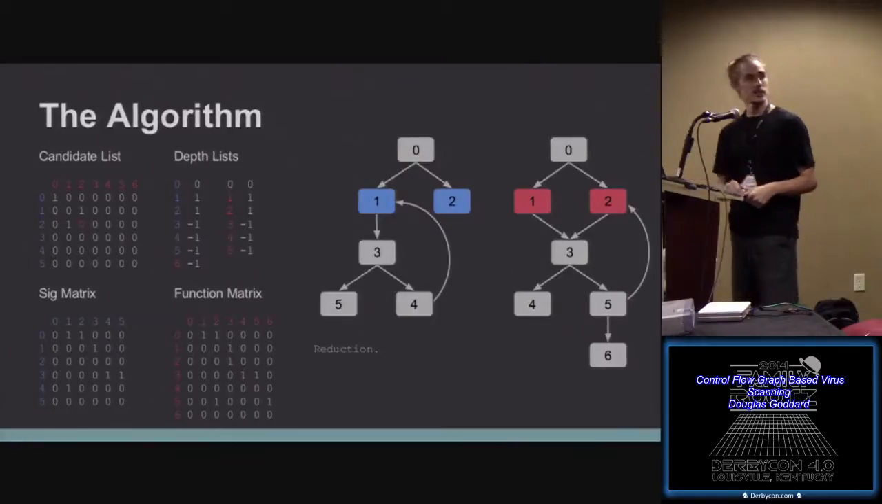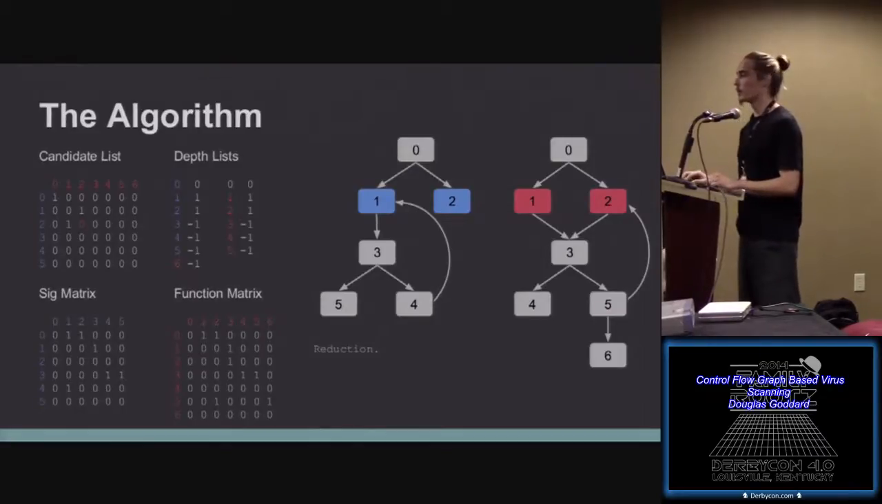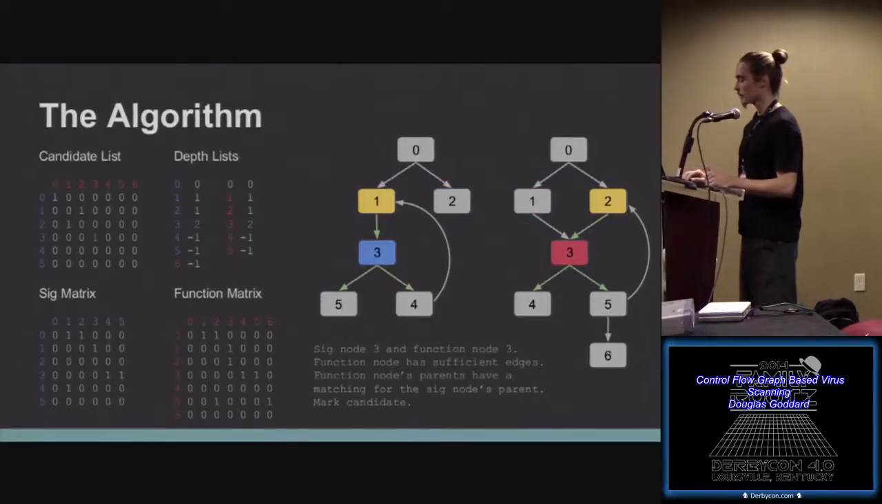There's a reduction step, just because signature node 1 can only be function node 2, so signature node 2 cannot be function node 2. So then we'd perform a bipartite matching, and there's a one-to-one mapping between the 2. Same for 3, sufficient incoming and outgoing edges, and a parent matches. Then you get to nodes 4 and 5.